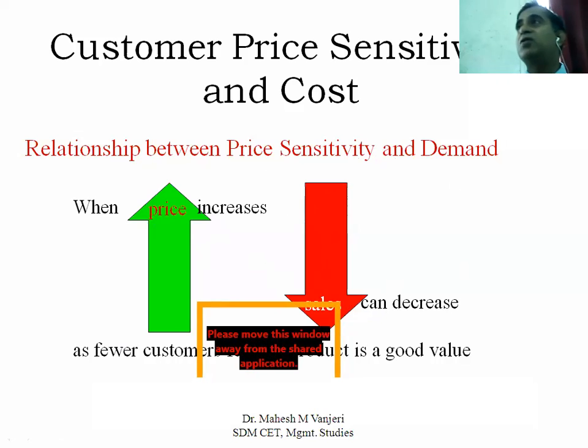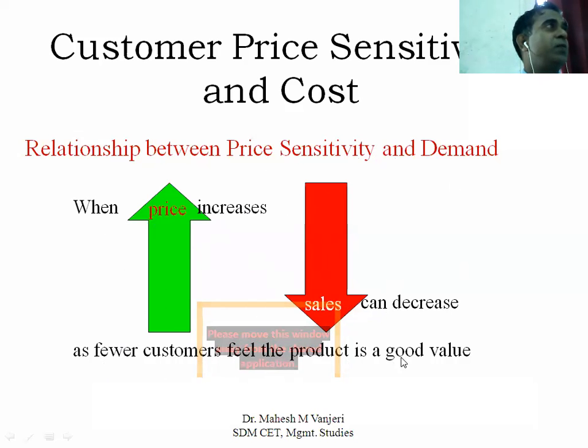Okay, for example, in case of medicines, will you not buy medicine if the price goes up? No, I will not buy. You will say no, we cannot say that. Simple example: fewer customers feel the product is a good value when the price increases for the same product. Consumers feel that it is not worth purchasing the same product for a higher price.